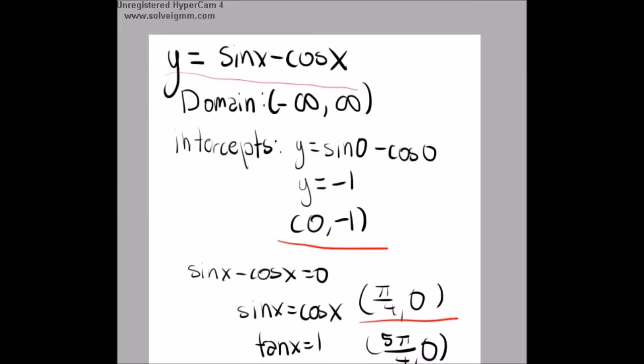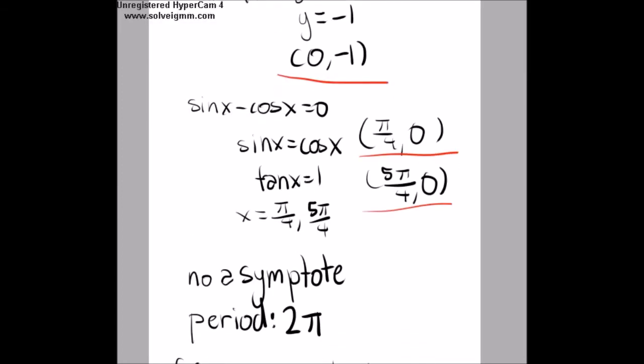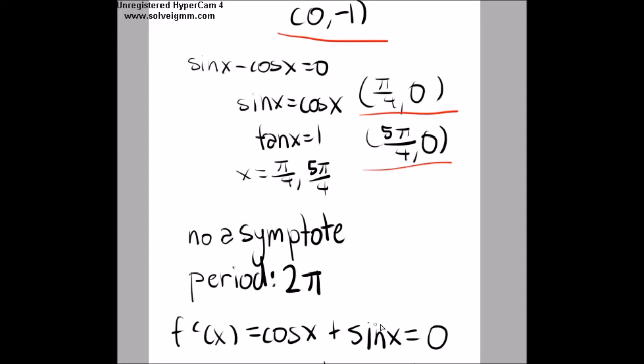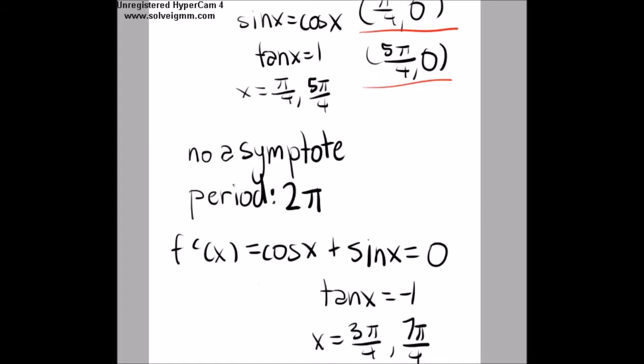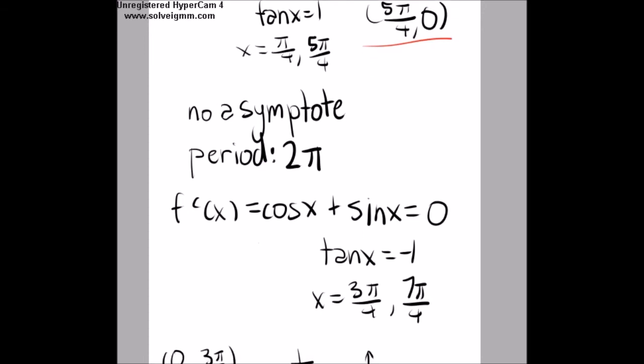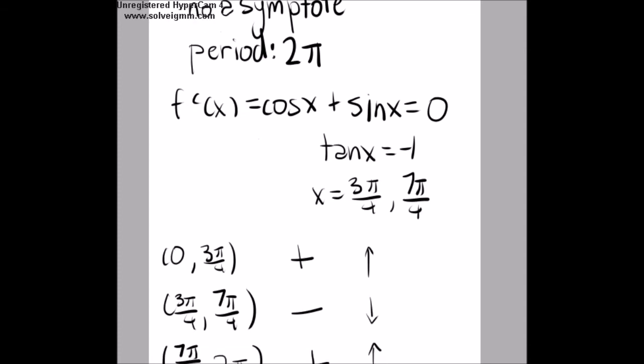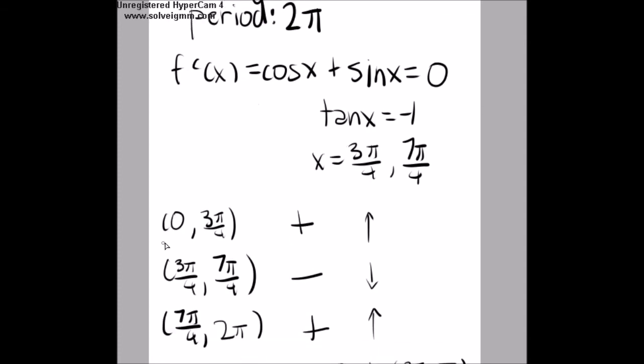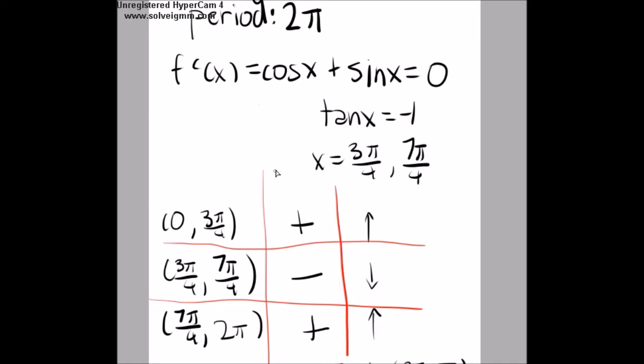Now we can find the first derivative of this function, and we set that equal to 0 because we want to find critical numbers so we can make the chart to test when f of x is increasing or decreasing. So we end up getting that x is equal to 3 pi over 4 and 7 pi over 4. And then we make the chart. I guess it makes more sense to write it out this way.